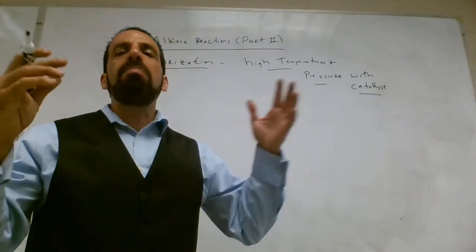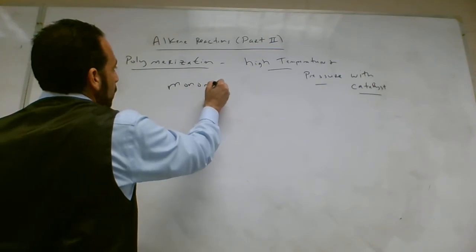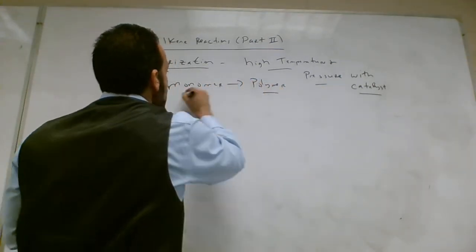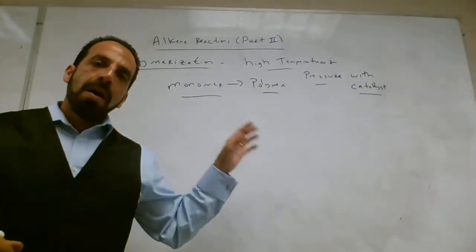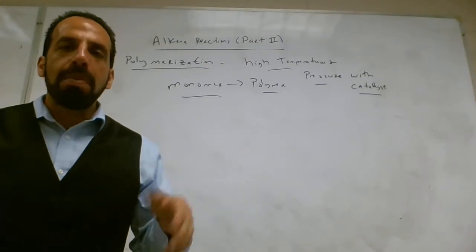And polymer means many. So I start off with a monomer, and then I go to a polymer. Again, think of plastics when you're doing it. Let's show how polyethylene is made. So polyethylene is like in plastic bottles and stuff.